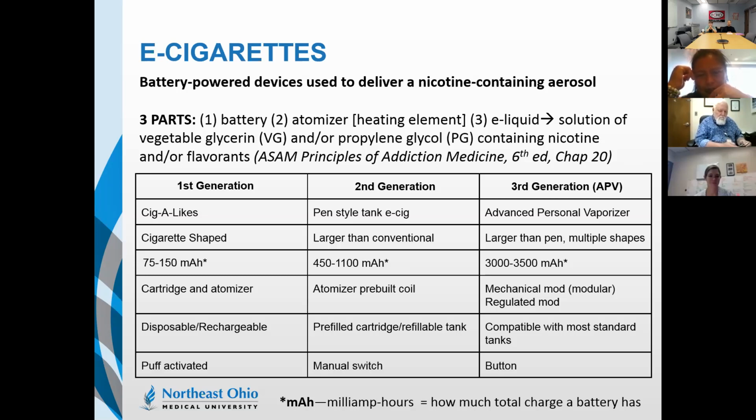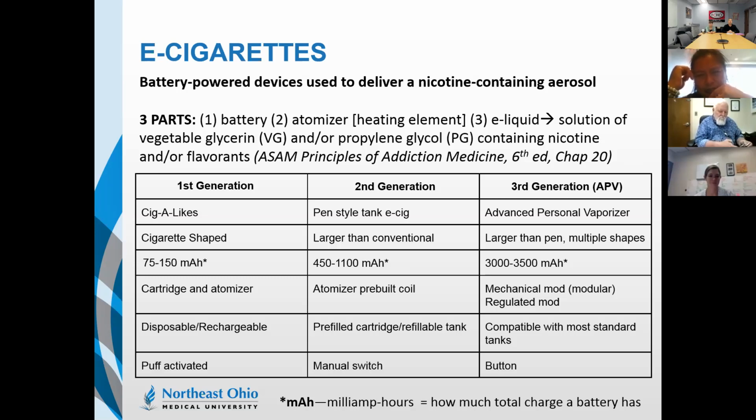And so this chart comes directly out of the American Society of Addiction Medicine 6th edition of the book, chapter 20. And for the first time ever that I can remember, the ASAM book actually has an entire chapter that's devoted to e-cigarettes. And so the first thing you need to know is that the e-cigarettes come in different forms. And there's 1st generation, 2nd generation, and 3rd generation e-cigarettes.